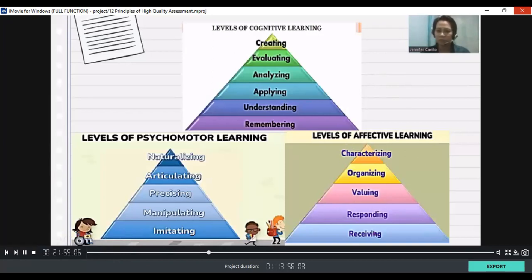Next, levels of affective learning. So students should not only learn to listen, they should also need to respond. They also need to value and make that values part of their character.